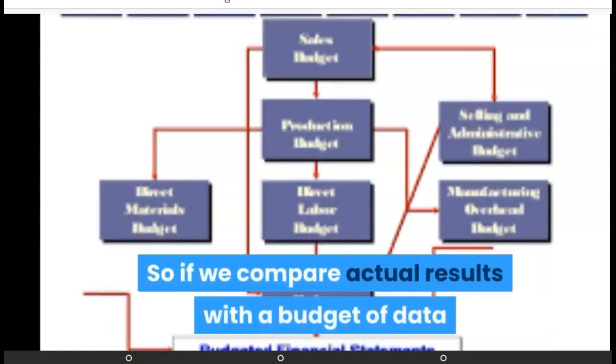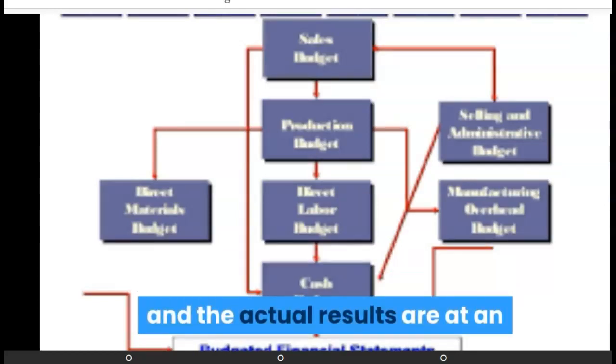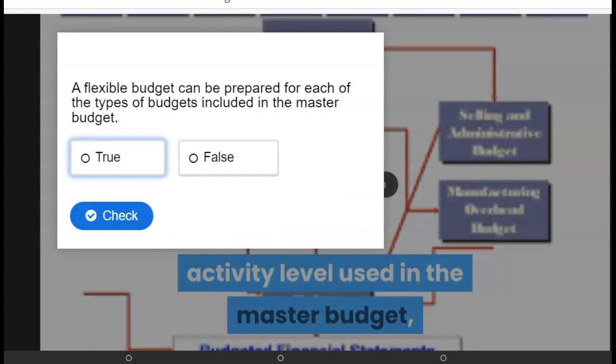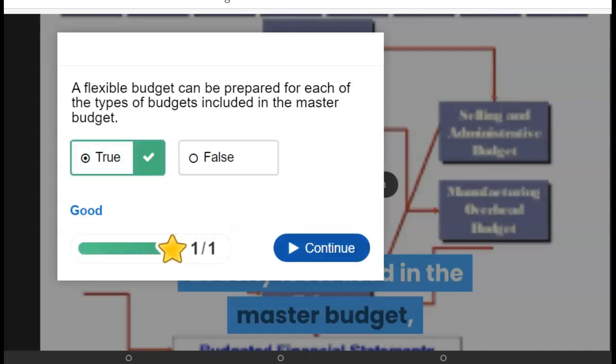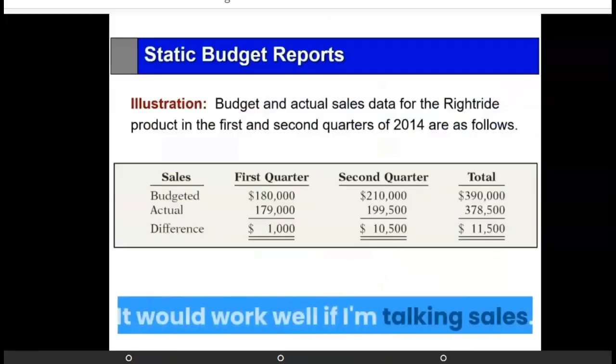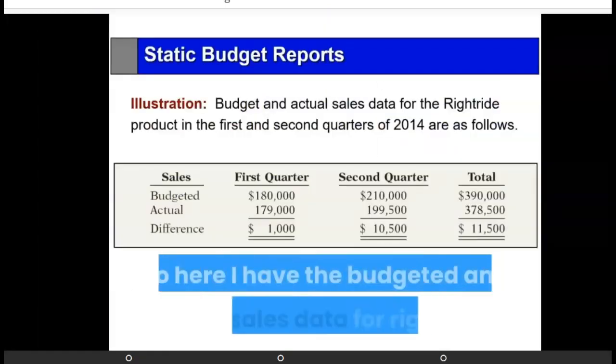So if we compare actual results with the budgeted data, and the actual results are at an activity level used in the master budget, then we'll get something like this. It would work well if I'm talking sales.